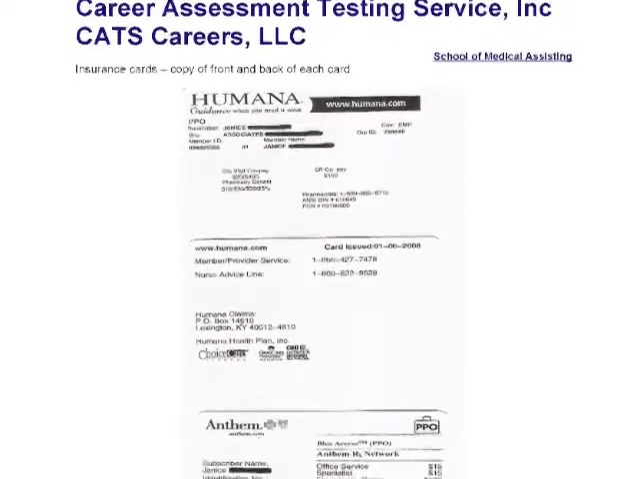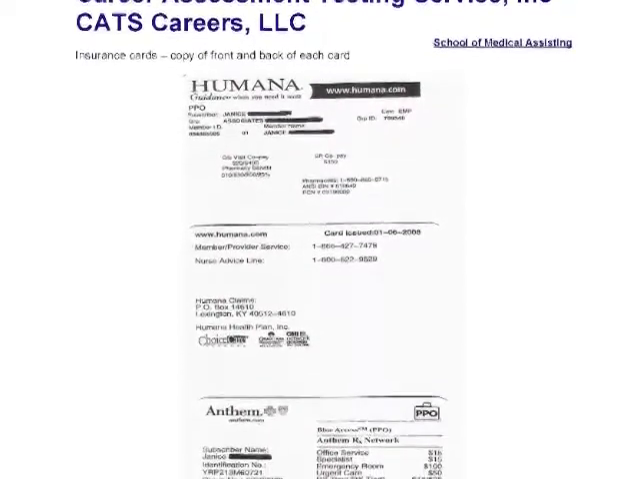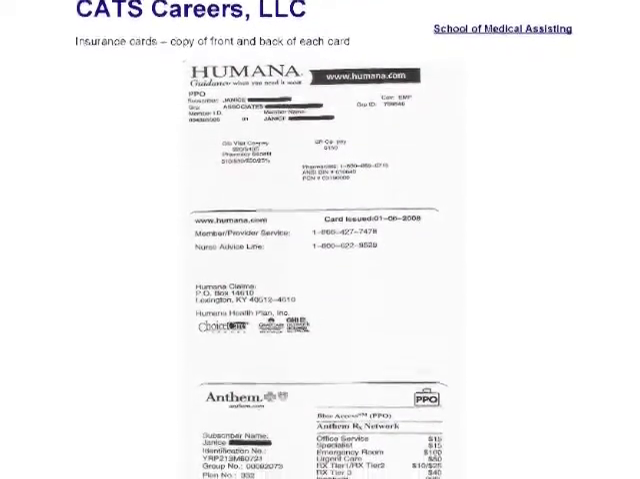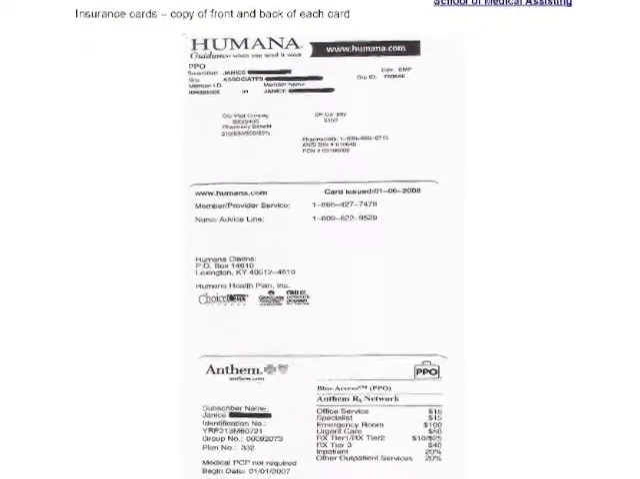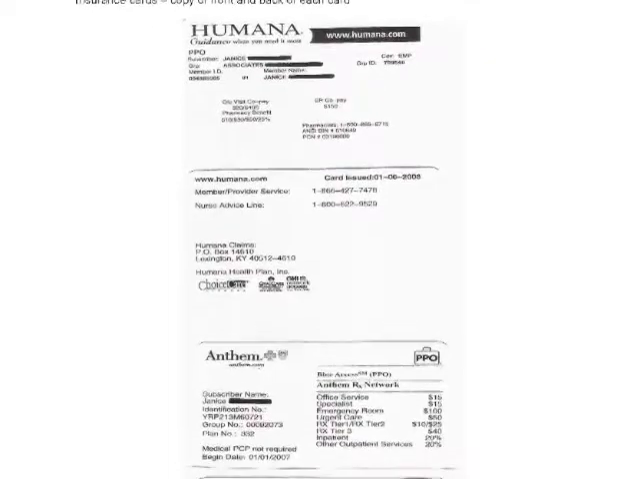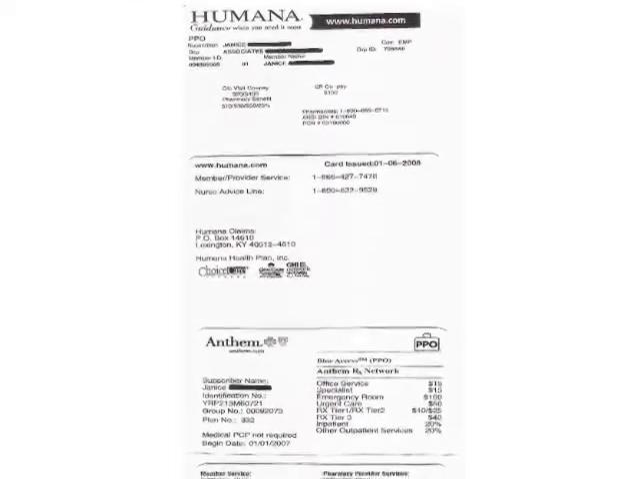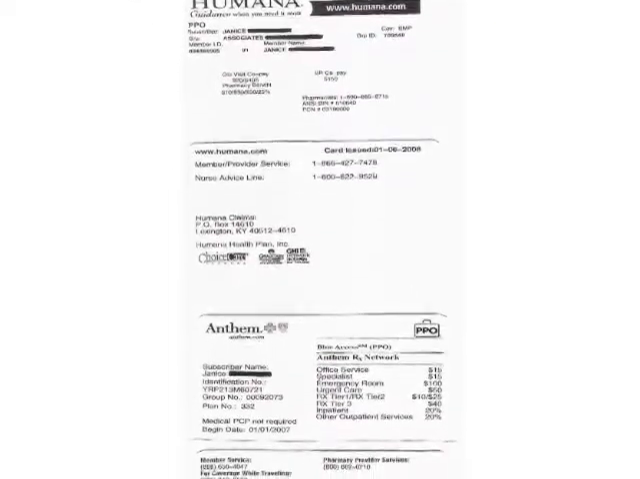The back of the Humana card gives contact information if you have any questions regarding any of the coverage for Humana. Once again, all insurance companies have websites. It's a lot easier to go on the website and find out your information than to make a phone call, and you'll be on the phone forever.